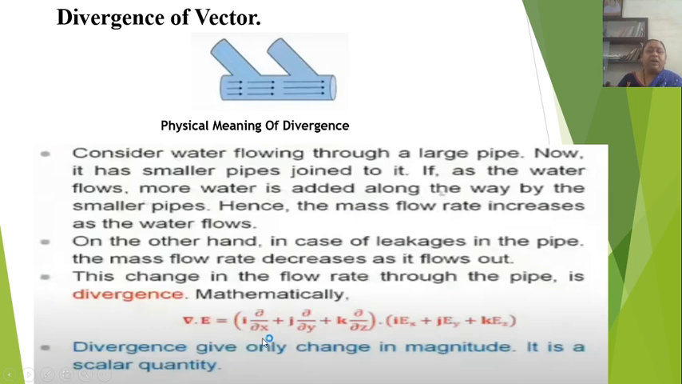Mathematically, it is given by ∇·E equal to (i ∂/∂x plus j ∂/∂y plus k ∂/∂z) · (i Ex plus j Ey plus k Ez), where i, j, k are the unit vectors in the Cartesian coordinate system. Divergence gives only change in magnitude. It is a scalar quantity.